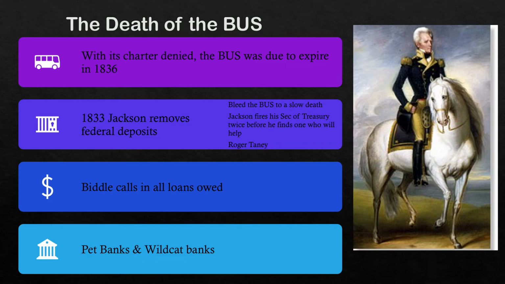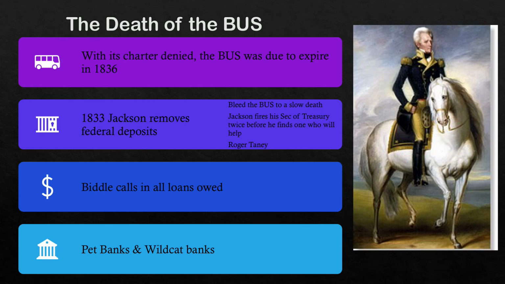The bank falls apart. Jackson decides we're going to take all this federal money and put it into state banks. What he called both pet banks, state banks that are loyal to the Democratic Party, and wildcat banks, brand new banks that are opening out in the western territories, that really have nothing to back anything up. They have no collateral, nothing like that to say, hey, we're a solvent bank, we can actually work. And this is going to destroy the economy.